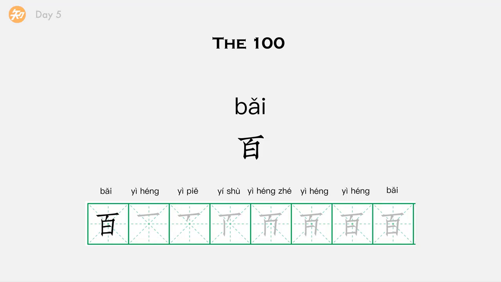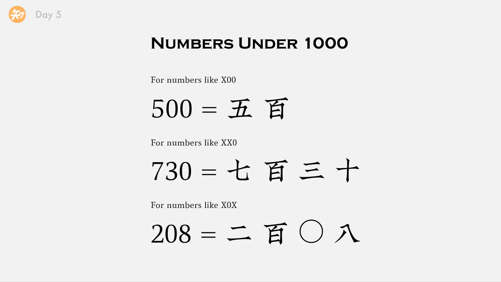The next one will be learning the number under 1000. First, we should learn the 100th digit. It's called 百. The strokes orders are shown here. Read after me. 百. One more time. 百. Now we are able to read the numbers under 1000.